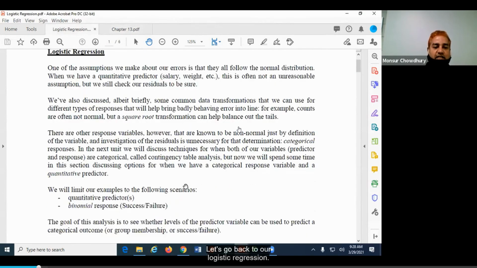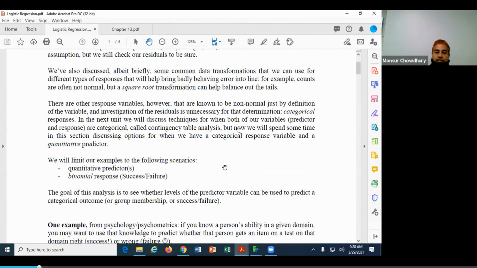to our logistic regression. The only difference here is that in simple linear or multiple linear regression, ANOVA, or ANCOVA, our response variable was always continuous. But now the response variable is not continuous. Instead, it is a categorical variable with different categories. We are considering only two categories here, so a binary response: success or failure, yes or no, whatever. And we are considering quantitative predictors, and we know what quantitative predictors are.